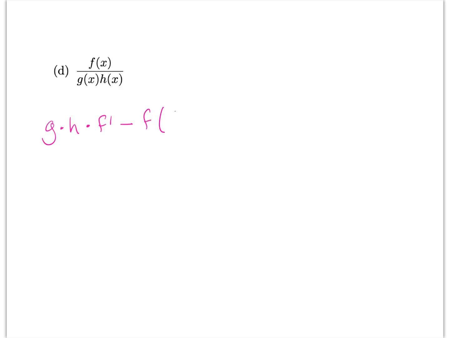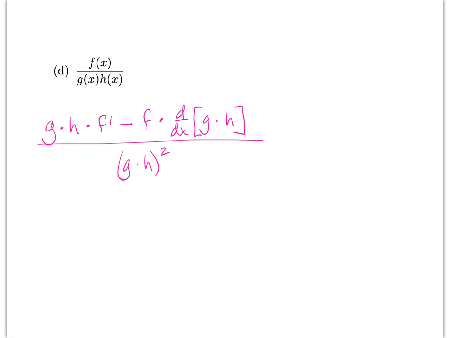I'm not going to actually take the derivative right now. I'm just going to write times the derivative of the low, or the denominator, g times h. And then that's all over the denominator squared, g times h squared. Then I'm just going to take this derivative that I didn't do yet, and I'll be all done.